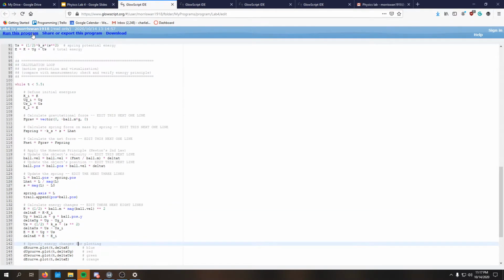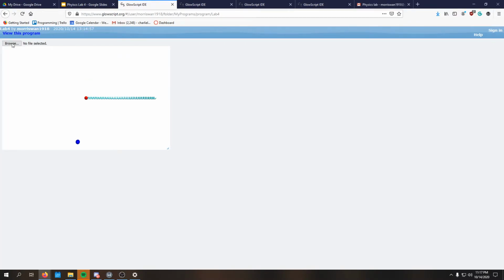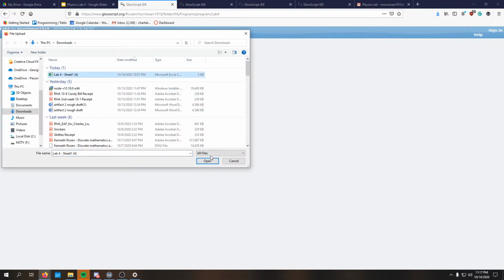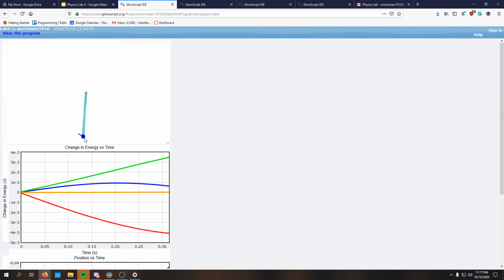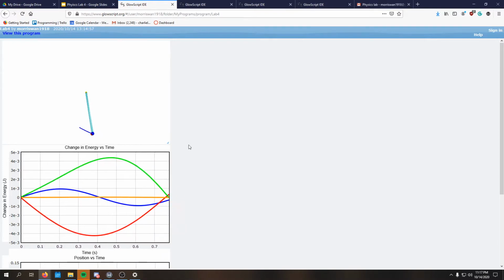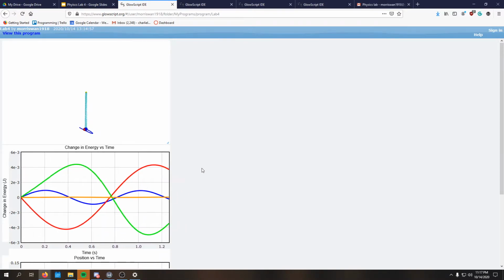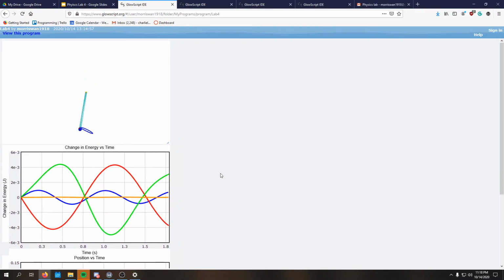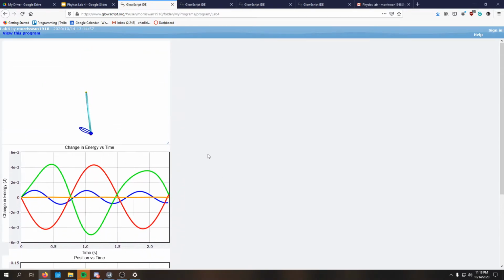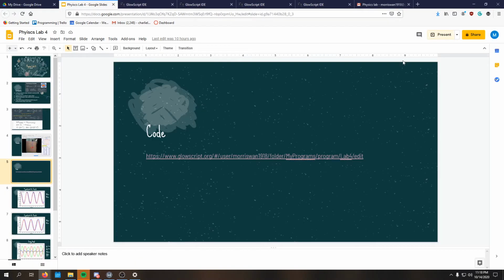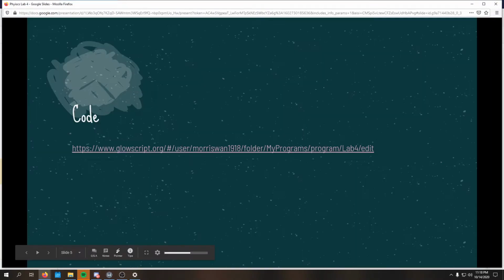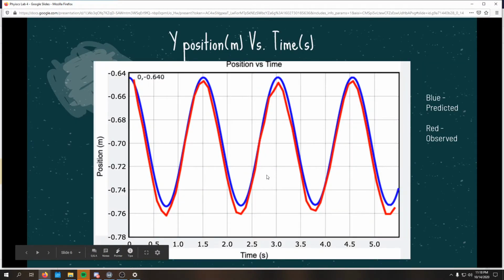And so when we run this program in GlowScript, we get this result. So the blue ball is the model that we're looking at, and the red ball is the observed motion. And so these are the graphs that are produced. And if we look at these graphs that we get from GlowScript, we can see that our model was actually a pretty good approximation of the observed motion.